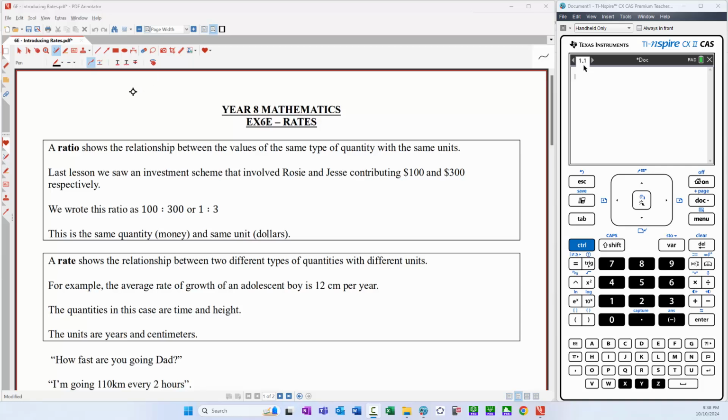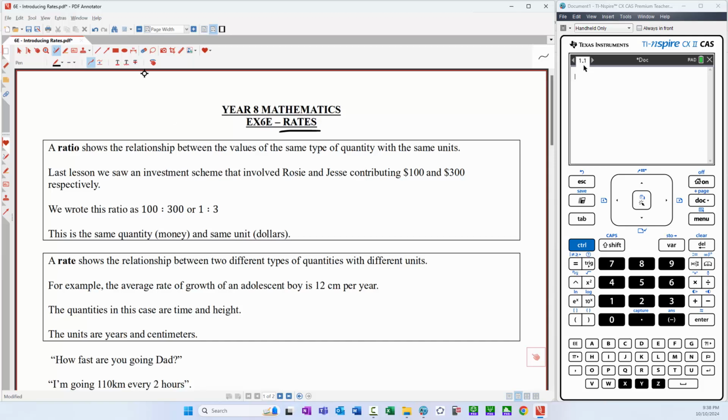Hi, today what we'll be doing is investigating rates. They're kind of similar to ratios, but there is one very distinct difference. So what I'll do in this video is start talking you through the difference between the two. We'll have a look at them and then do some examples.